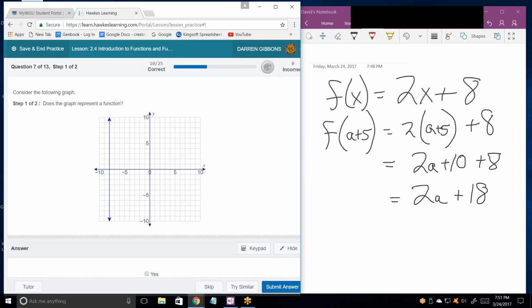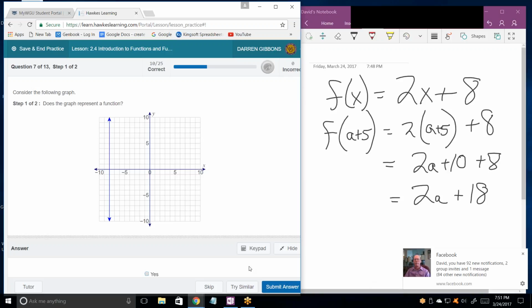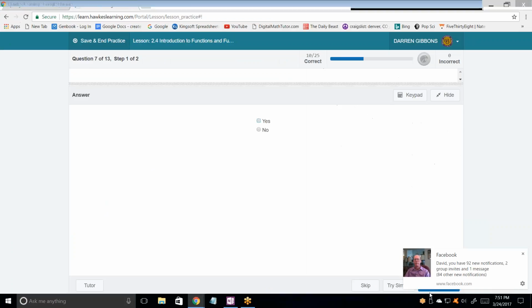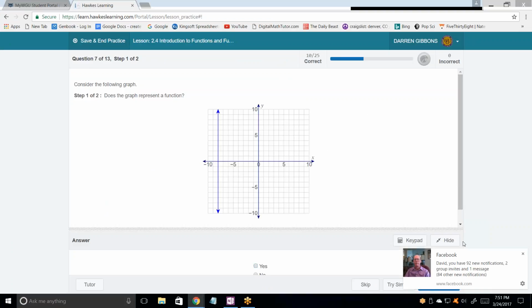Is this a function? No. No, it isn't. It does not pass the vertical line test.